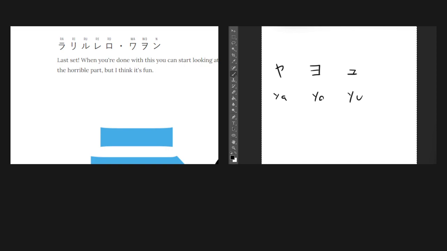So we have the R's. I don't know why we did the R's after the yas. Usually the yas are last in these sort of tutorials, but we'll do R now. So we want to do ra. This is a ra. Do you remember foo? This is foo. This is ra. It's like a foo, but with one less little line. Ra, ra, ra. That's what we're doing.